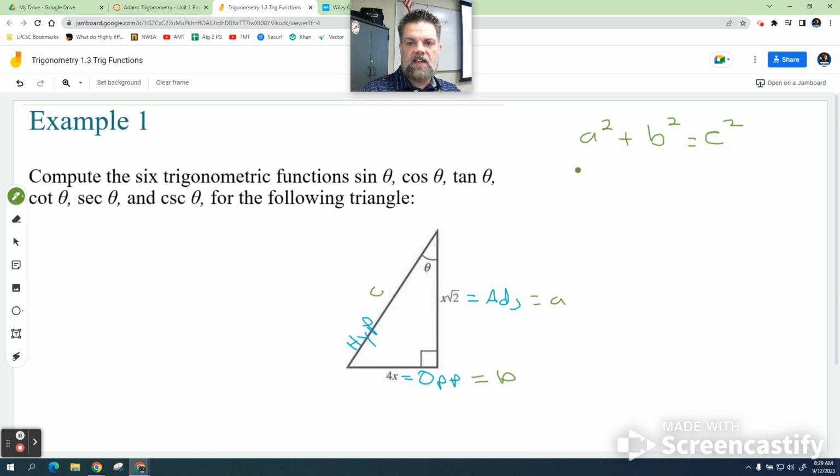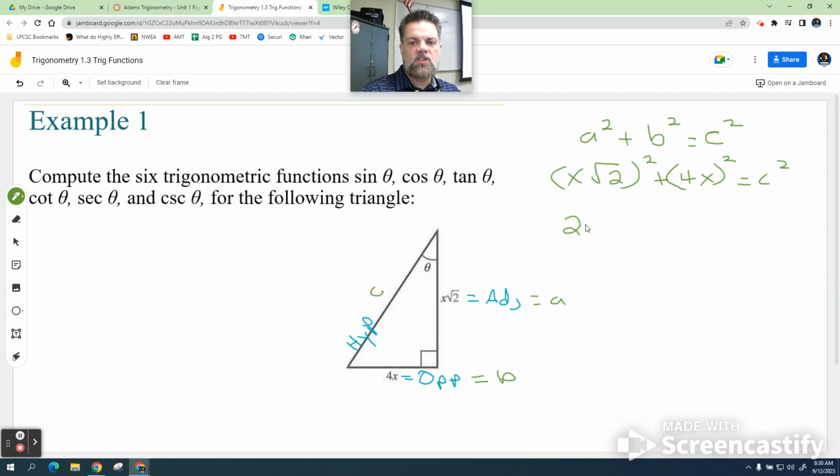Well, what's A? X times the square root of 2. And then I'm going to square that whole thing. Plus B, which is 4x. Again, I'm going to square that whole thing, and that's equal to C squared. Well, then this is interesting. So when you square a square root, you're left with the base. In other words, the square root of 2 times the square root of 2 is just 2.